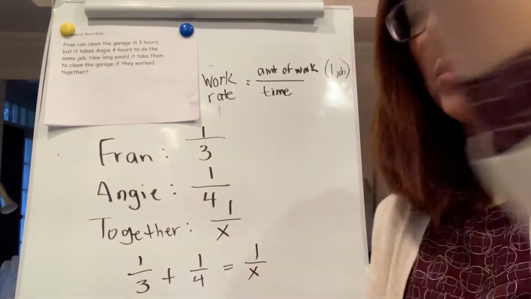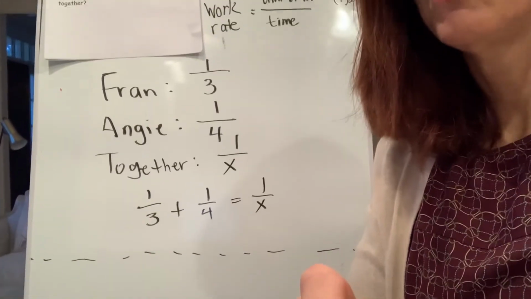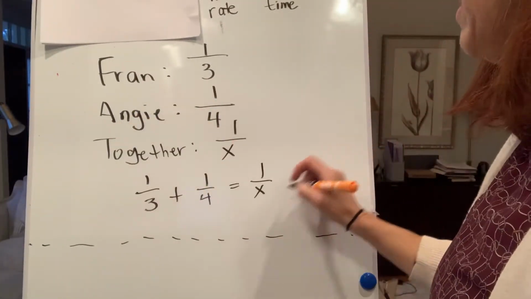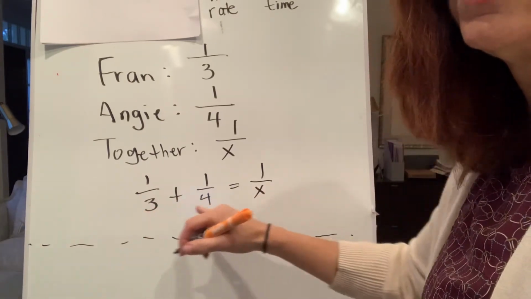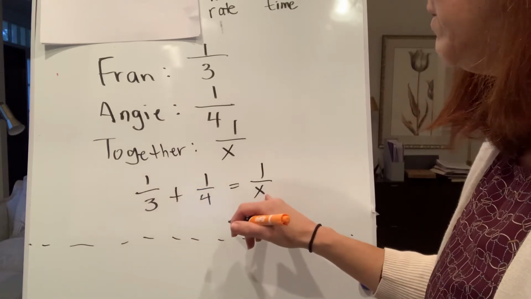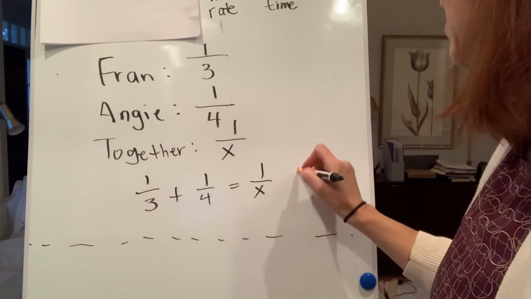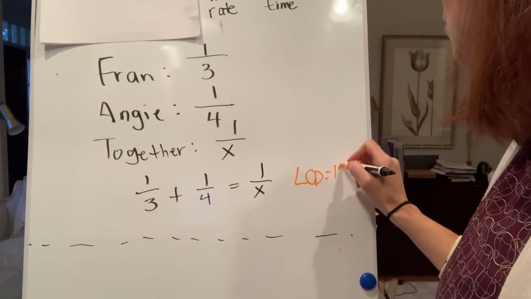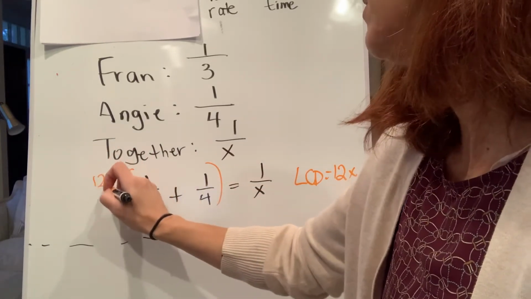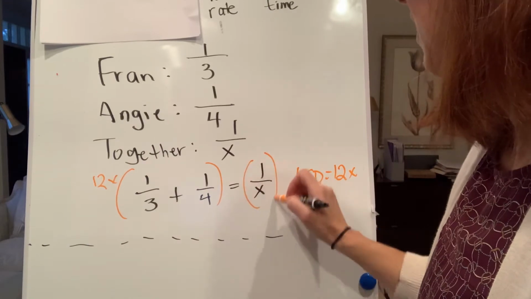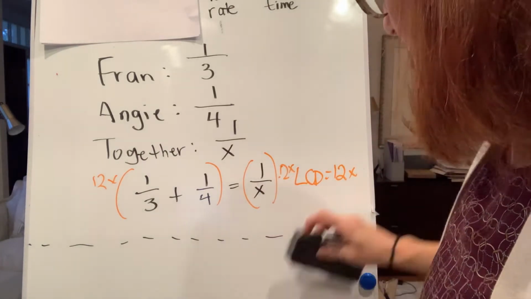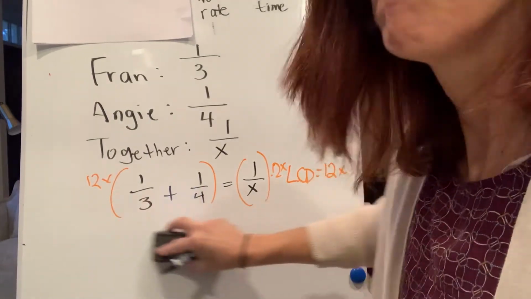Remember how we said we could solve a problem like this? One of the easiest ways to do it is to multiply by the LCD of all three denominators here. So 3, 4, and x, my LCD would be 12x. So I'm going to multiply this side by 12x, and I'm going to multiply this side by 12x. Okay?